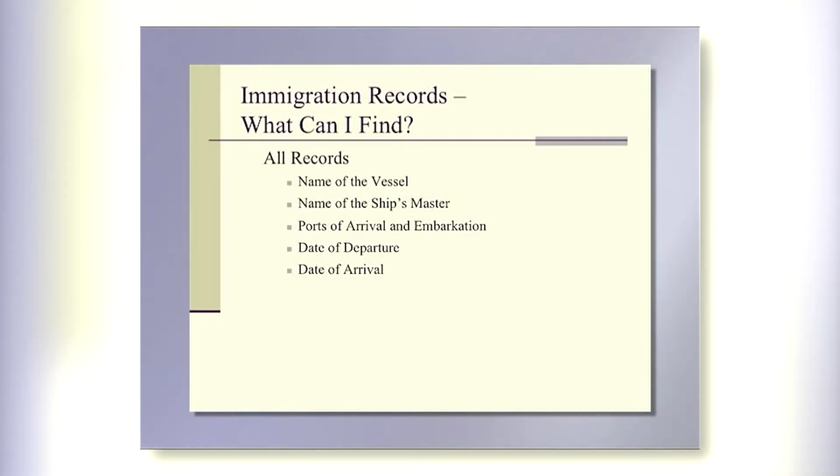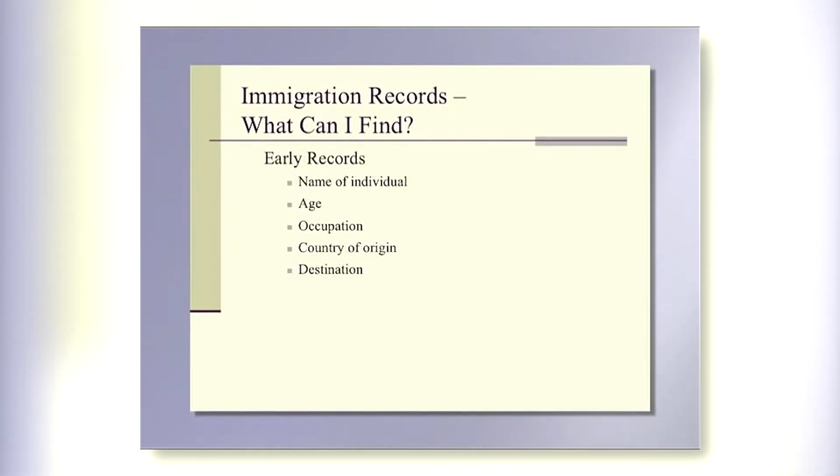But some of the basic information, the kind of thing that you'll be looking for when you're doing genealogy research. The early customs records are going to include the name of the individual, their age, their occupation, country of origin, and destination. Now, as I said, these vary and they're going to be different over time.